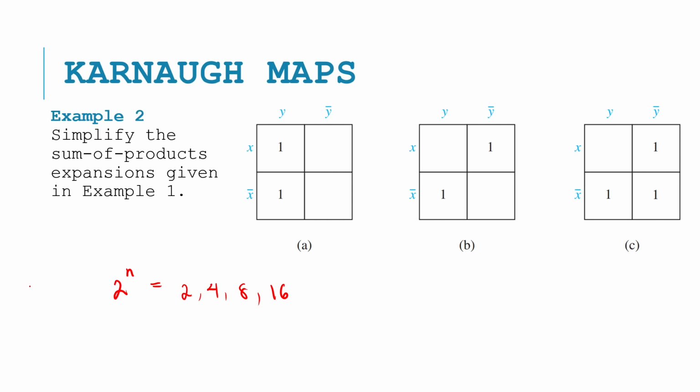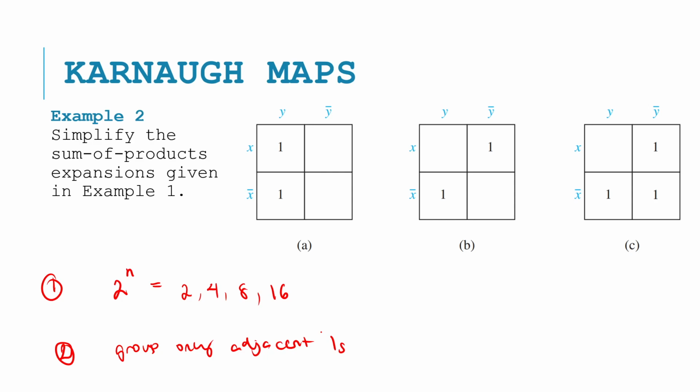The second rule for grouping of min terms, when we want to simplify the sum of products expansion, is that you can only group adjacent ones. It means they are beside each other. So group only adjacent ones.